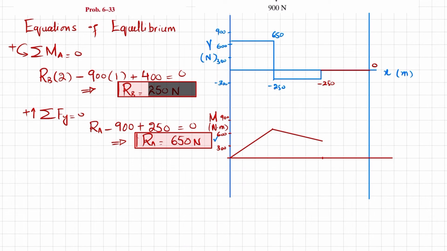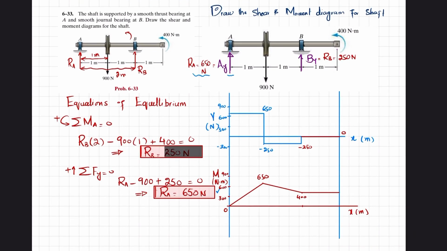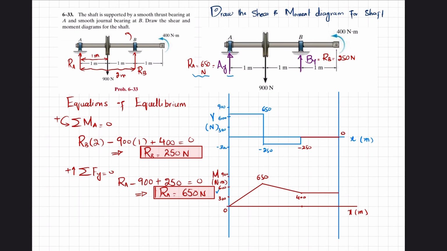Now we know that there is no shear force over here, so the bending moment will remain the same from this point till the end. So this was 650 Newton-meter, this point was 400, and this was x, the length in meters. So this is how to draw the shear force and bending moment diagrams for the given shaft.